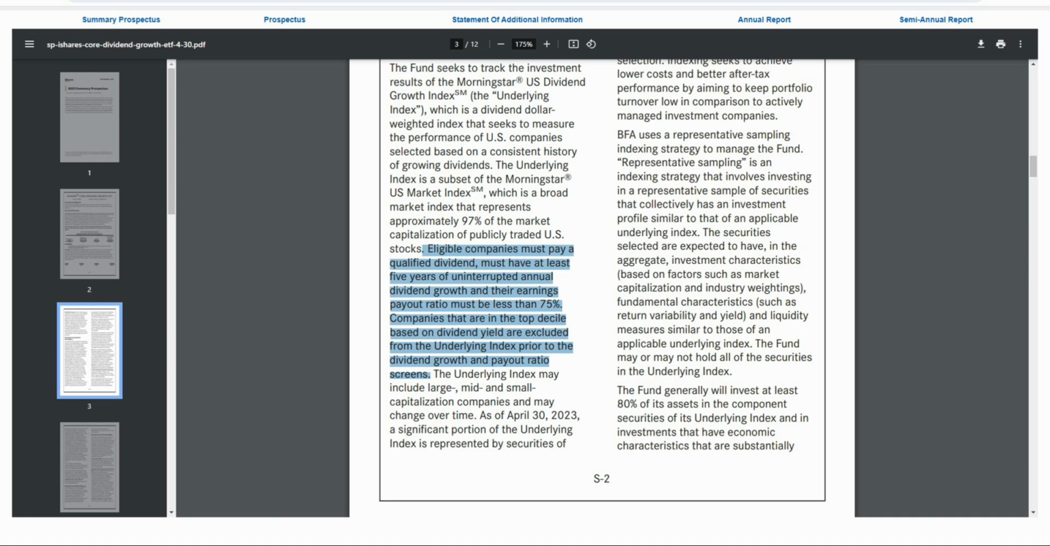So in other words, these are not looking for really high yielding companies. These are selecting companies with 5 years of uninterrupted annual dividend growth. So they really want to screen for growing companies with their dividends. And they also don't want companies that are paying such a high dividend that they're actually going to be risking their cash flow and are going to be having trouble paying that dividend.